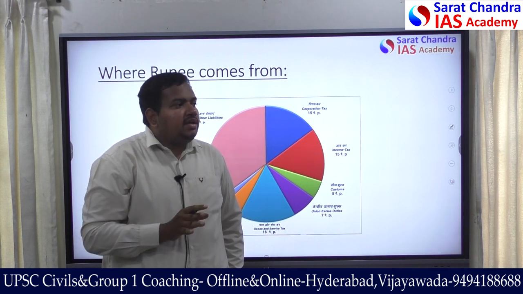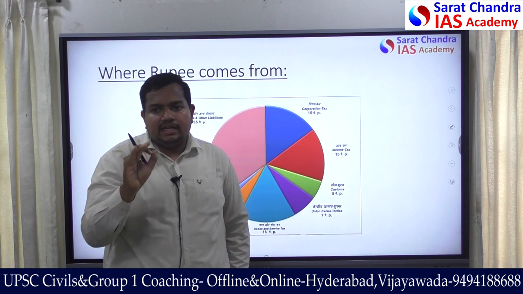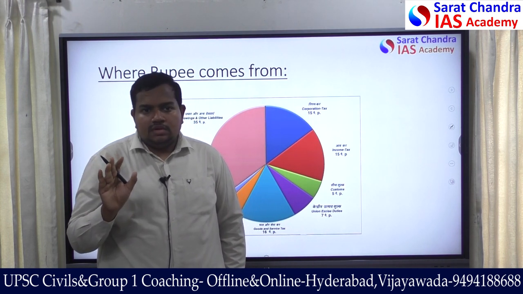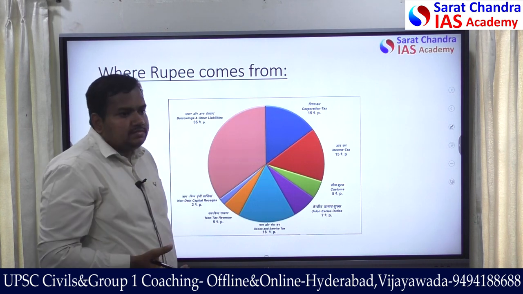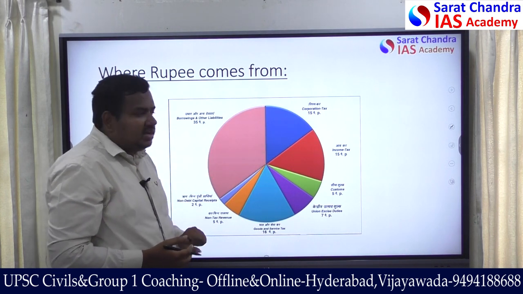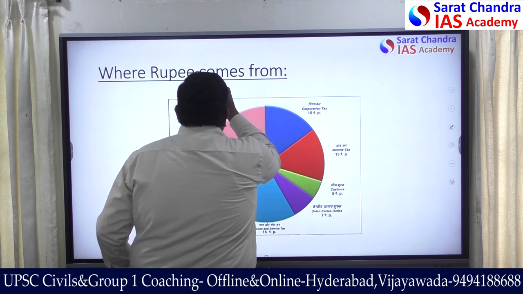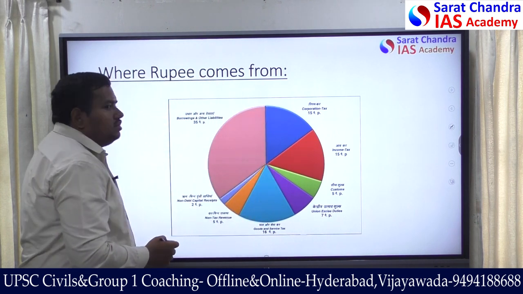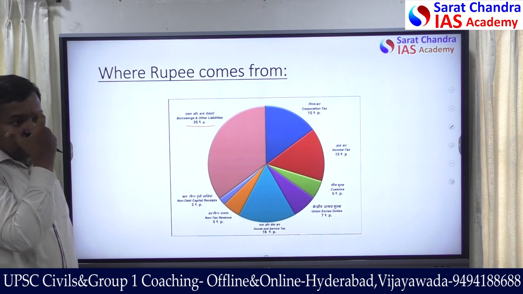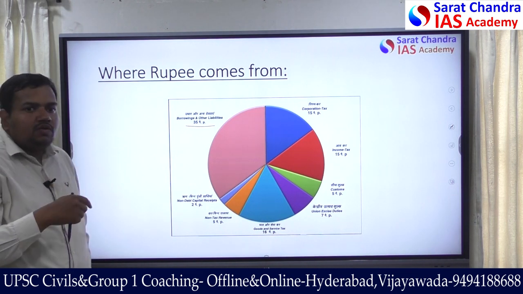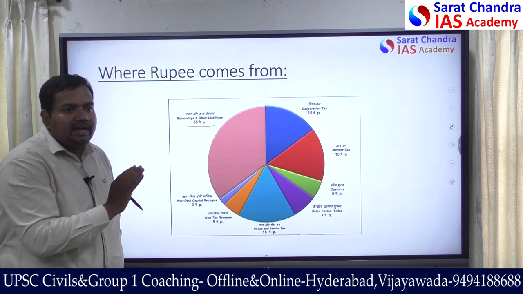Fine. And you need to remember these two things in decreasing order. Both the things, where rupee comes from, where rupee goes to. So this is a chart for that. With respect to where rupee comes from, what is the highest? Borrowings and liabilities. So most of the rupee is coming from borrowing and liability.